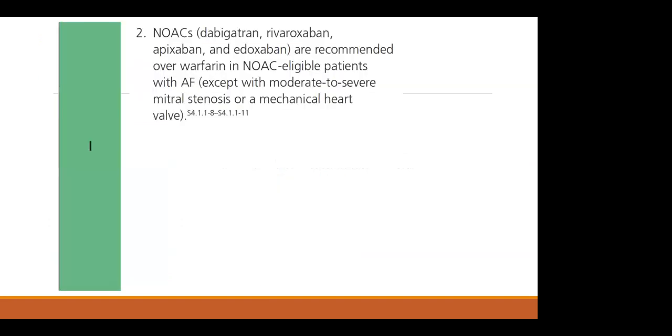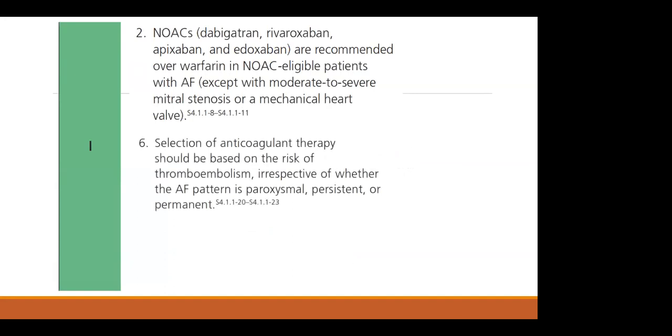But importantly, there is now a recommendation that new oral anticoagulants are recommended over warfarin. They are better than warfarin in patients with non-valvular atrial fibrillation because there is a significantly better risk-benefit ratio. The risk of bleeding is less with the new oral anticoagulants. In patients with non-valvular AF, they are recommended over warfarin. And importantly, you give anticoagulants irrespective of whether AF is paroxysmal, persistent, or permanent.